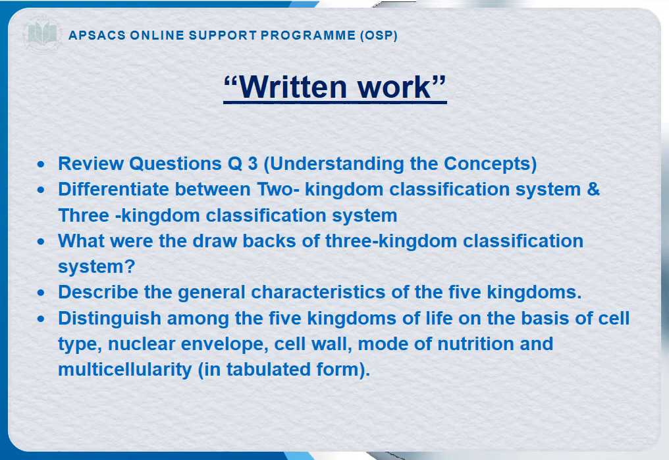Come towards the written work. Review question number 3 from Understanding the Concepts. Differentiate between two kingdom classification system and three kingdom classification system. What were the drawbacks of three kingdom classification system? Describe the general characteristics of the five kingdoms. Distinguish among the five kingdoms of life on the basis of cell type, nuclear envelope, cell wall, mode of nutrition and multicellularity, in tabulation form, and write this work on the loose sheets.